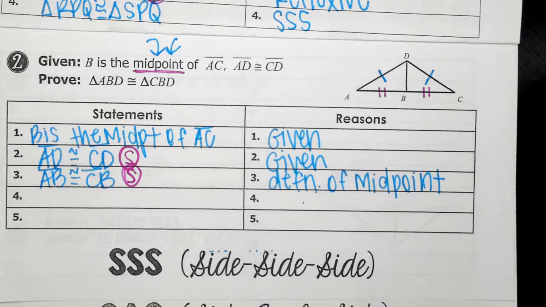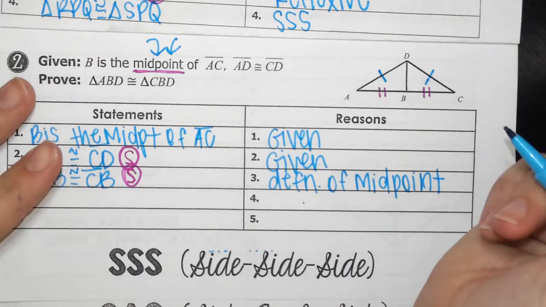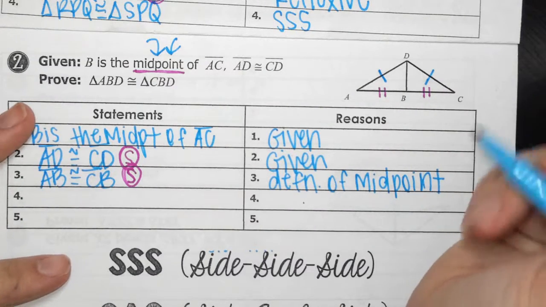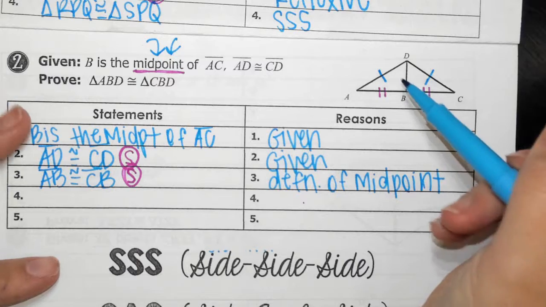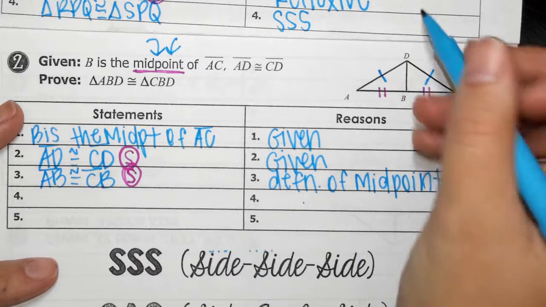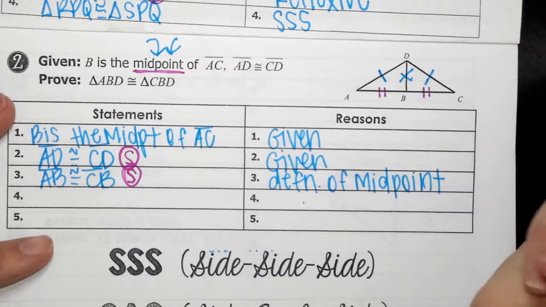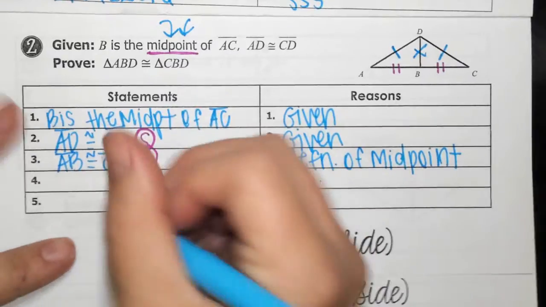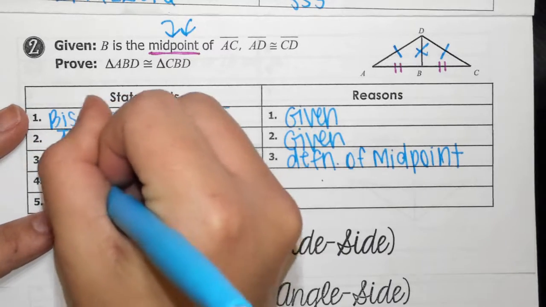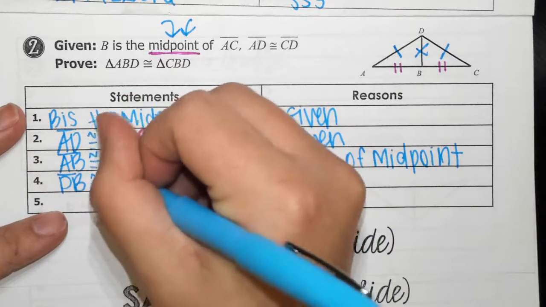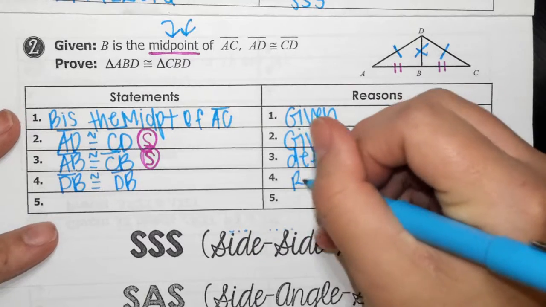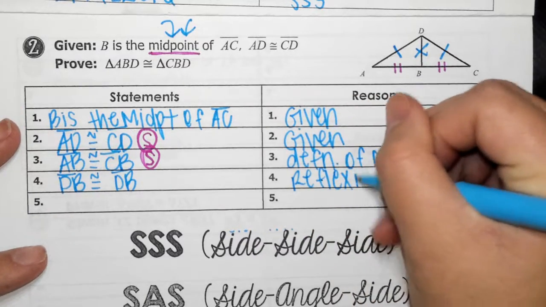We got a shortcut. Cardell, what do you see? DB? Well, yeah, DB. What do I put on it? Remember, we've been putting something on it if it's on both sides. An X. Good. So DB is congruent to what? DB by reflexive. Nice job.